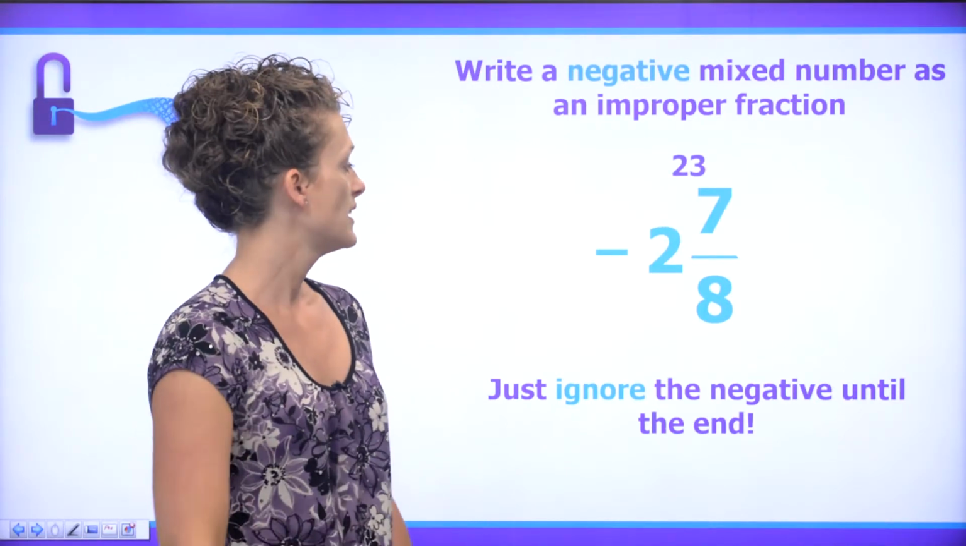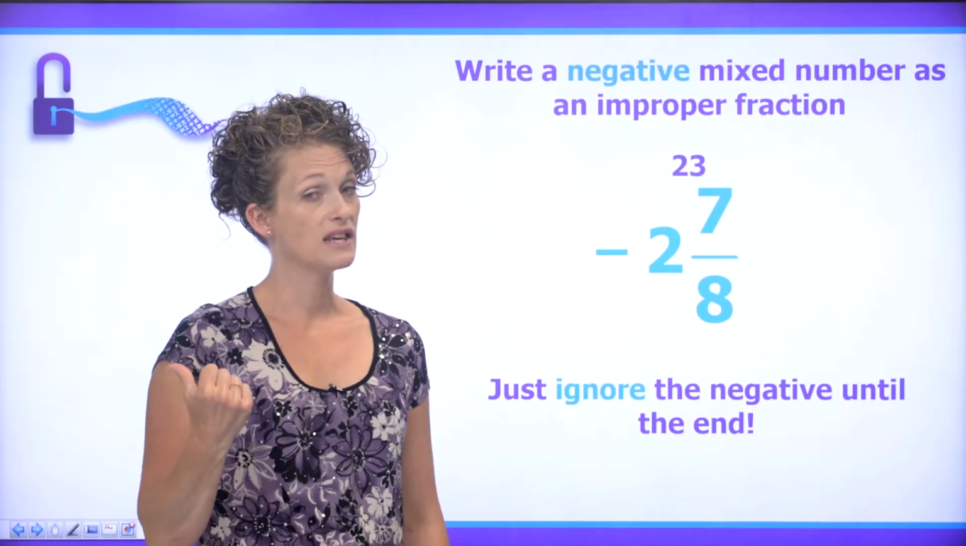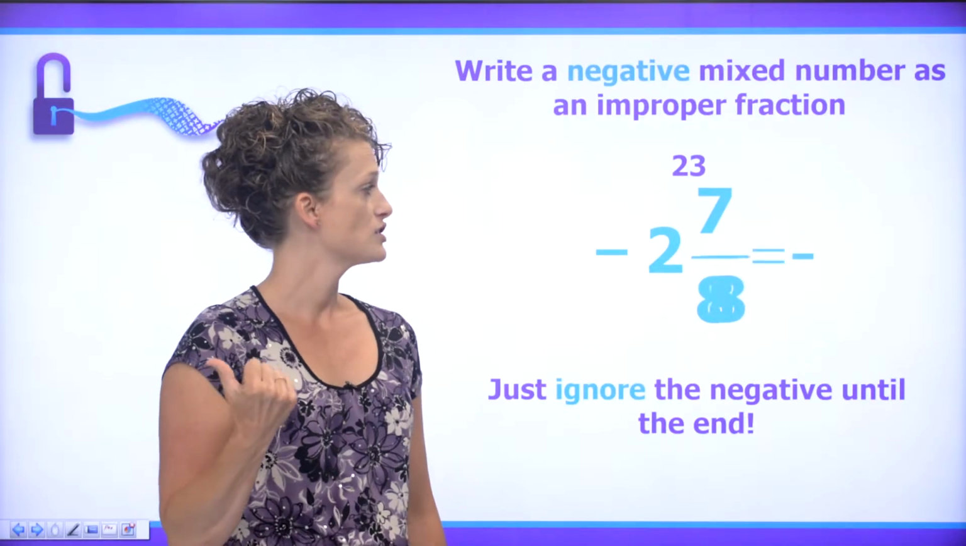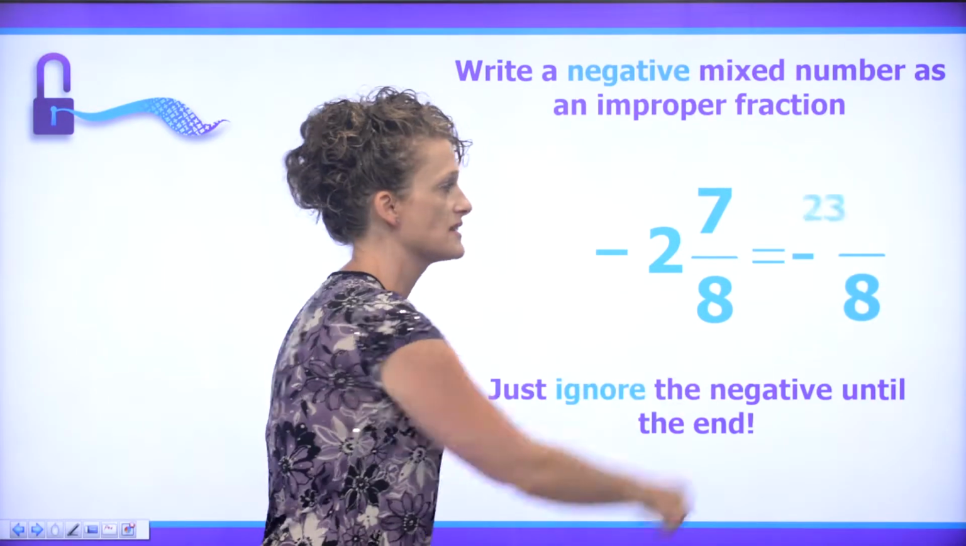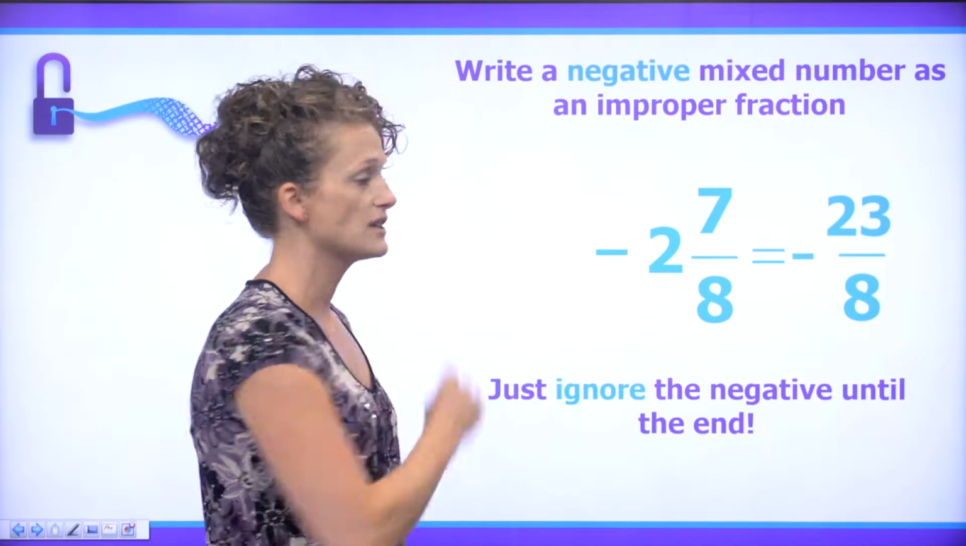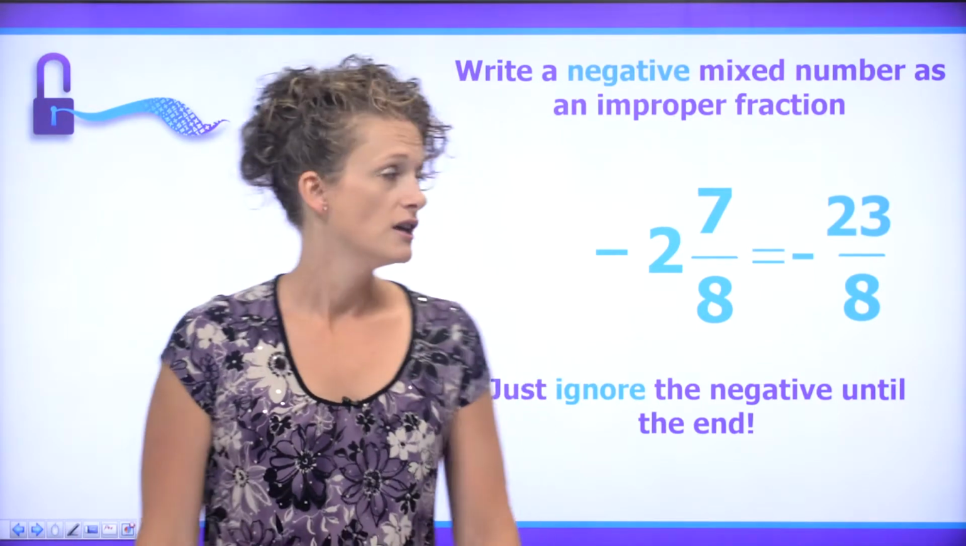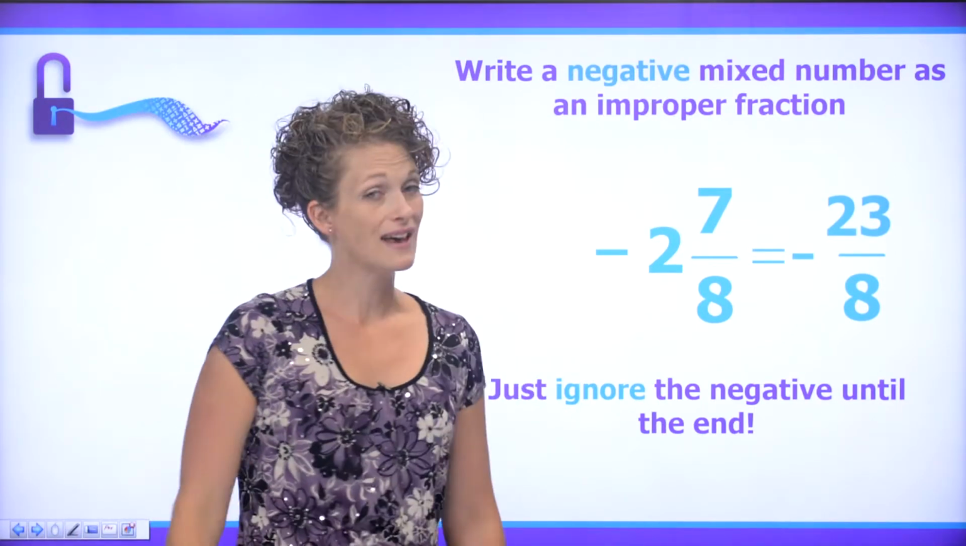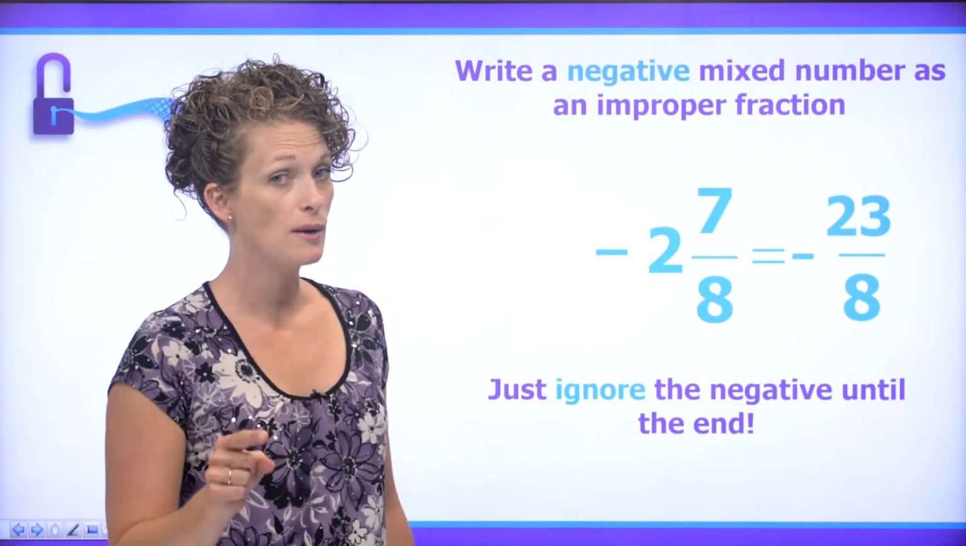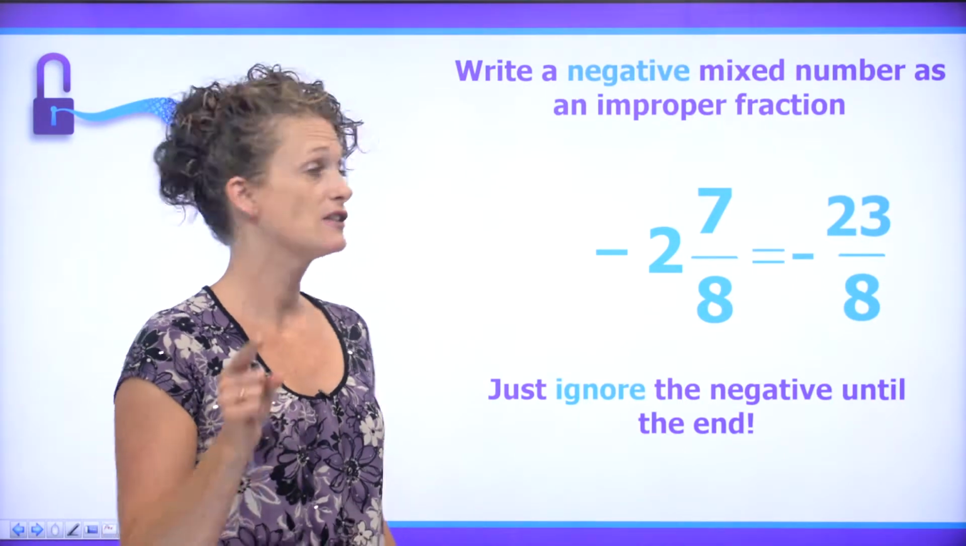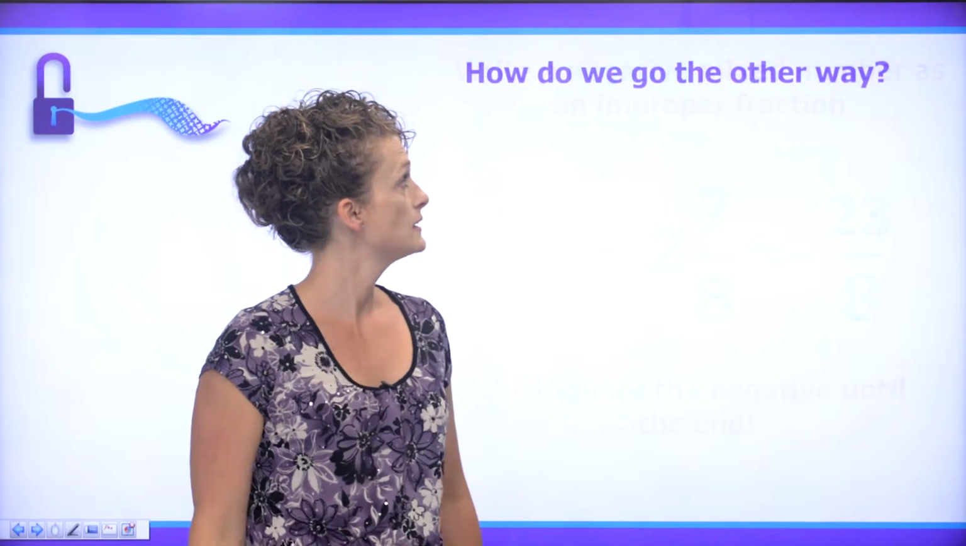Now, we just said that we keep the same denominator. So we're going to write the negative, keep the same denominator, and 23 is our numerator. So negative 2 7/8 as an improper fraction is negative 23 over 8.